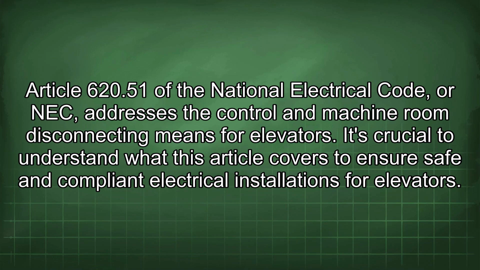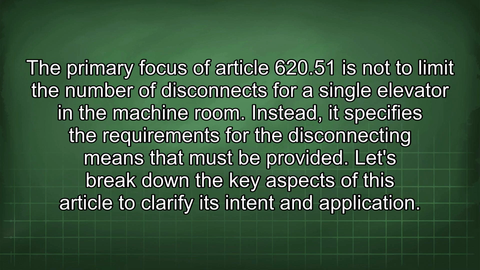620.51 of the National Electrical Code, or NEC, addresses the control and machine room disconnecting means for elevators. It's crucial to understand what this article covers to ensure safe and compliant electrical installations for elevators. The primary focus of Article 620.51 is not to limit the number of disconnects for a single elevator in the machine room. Instead, it specifies the requirements for the disconnecting means that must be provided. Let's break down the key aspects of this article to clarify its intent and application.